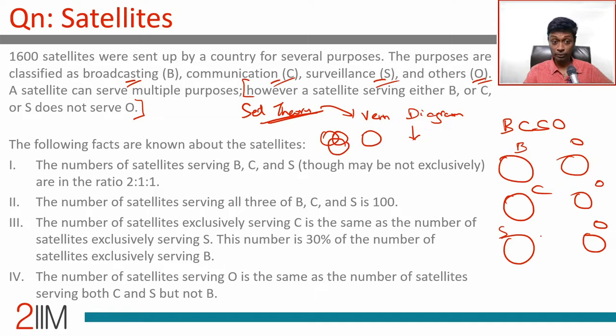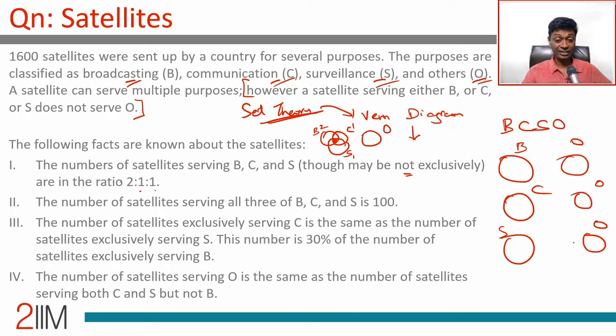Brilliant, that's very important. The following facts are known about the satellites. The number of satellites serving B, C and S, though may not be exclusively, are in the ratio 2:1:1. So looking at a diagram like this, where B, C, S, the ratio is 2:1:1. O is separate. The number of satellites serving all three of B, C, and S is 100. This intersection here is 100. I'm going to draw this Venn diagram beautifully in the next couple of slides. I'm just taking in the information.